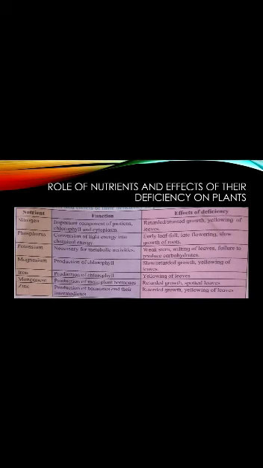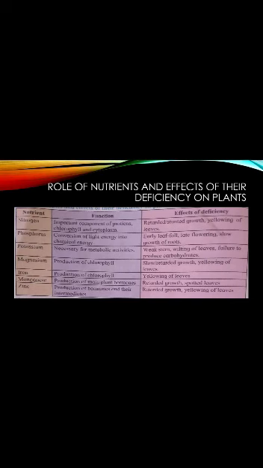See, the nutrient nitrogen is given. What is its function? It is an important component of proteins, chlorophyll and cytoplasm. Then what are the effects of deficiency? If nitrogen is not there in the plant, then what happens? Retarded or stunted growth, meaning the plant cannot grow properly, and yellowing of leaves.